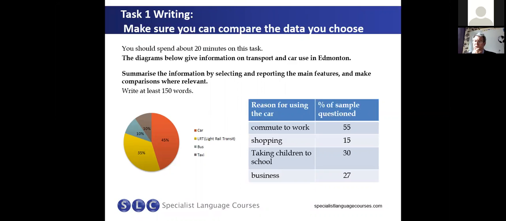So what can we compare here? Okay, well, we've got business and taking children to school, 30 and 27. Within 3%, that's more or less the same, so roughly equal. Shopping, it's about half, isn't it? So shopping was half as popular as taking children to school, or 50% more people used the car to take children to school than to do shopping. And by far the largest was the commute to work. Okay.